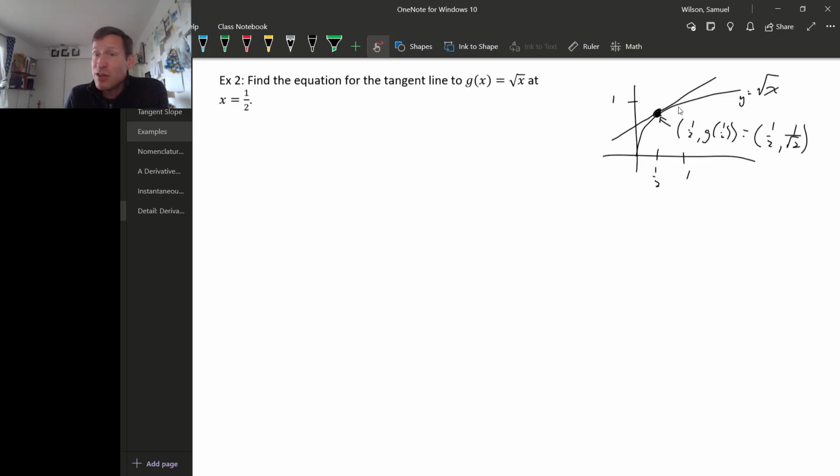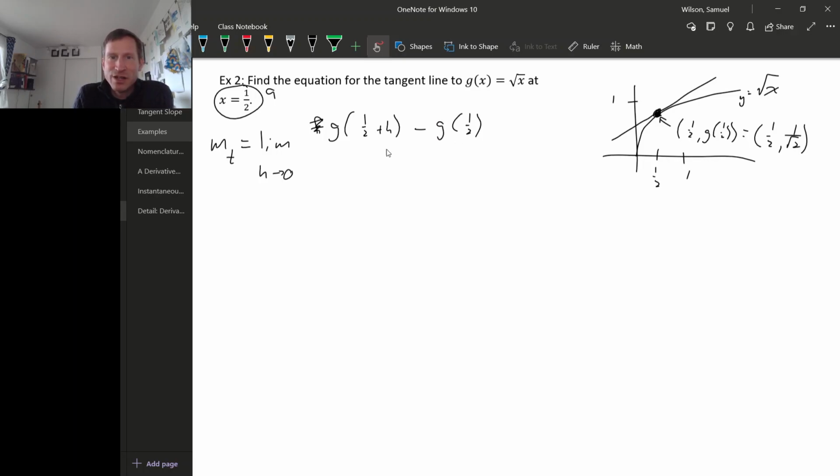So we just need to find the slope of this line. But it's a tangent line, so let's find the tangent slope. So that's going to be m sub t. So this is the limit as h goes to 0. As we're writing this out, remember that this x value is playing the role of a. So limit of g of 1/2 plus h minus g of 1/2 over h.